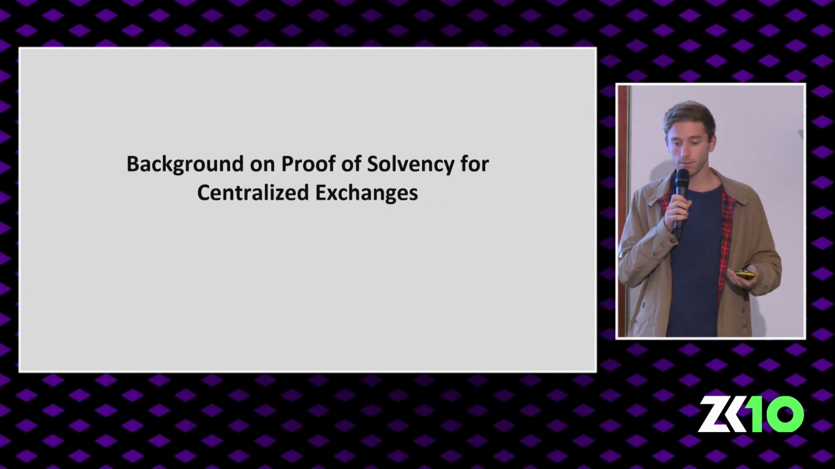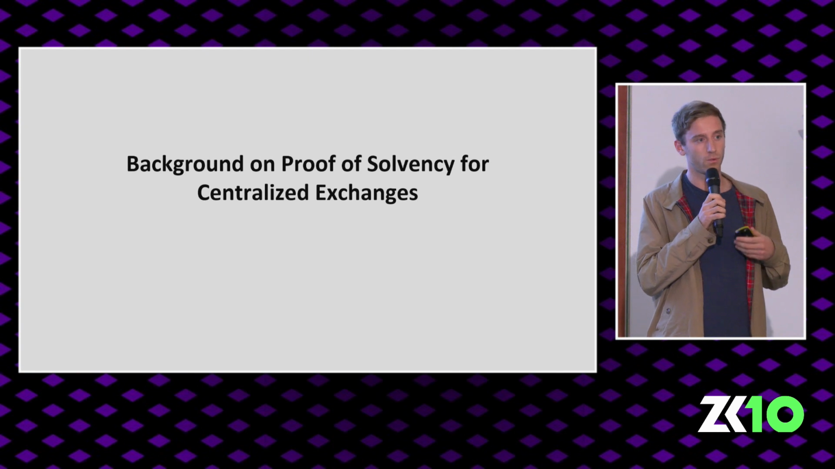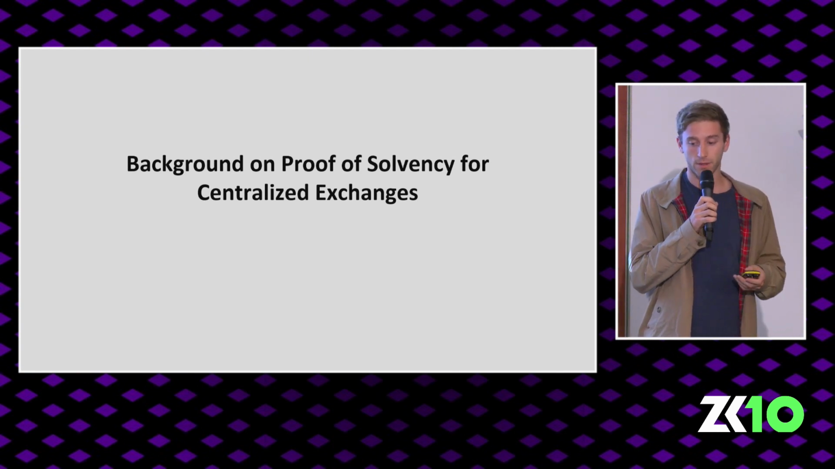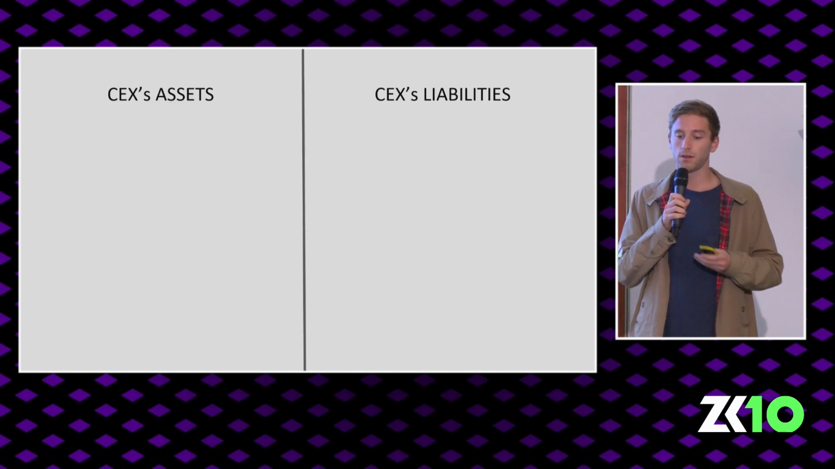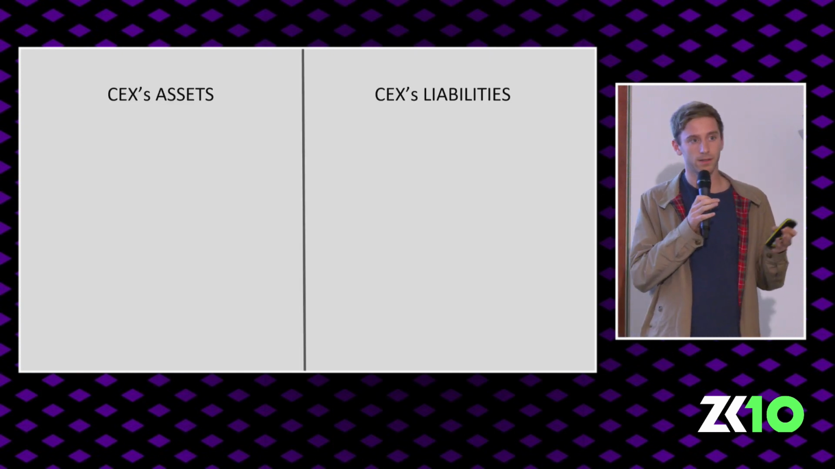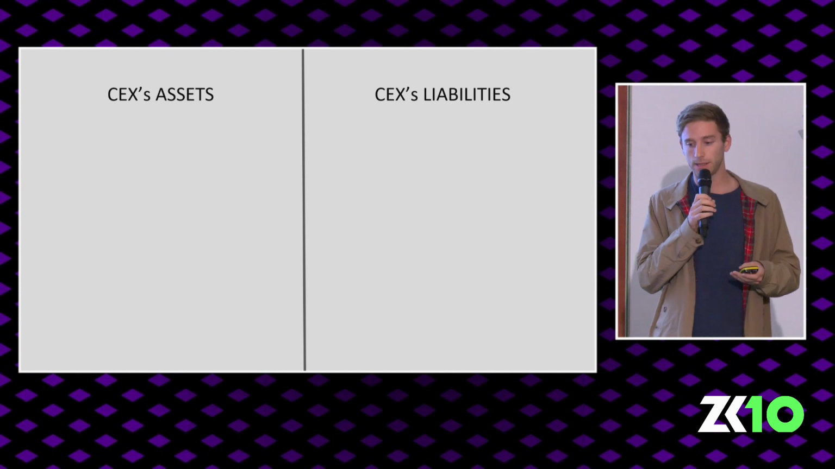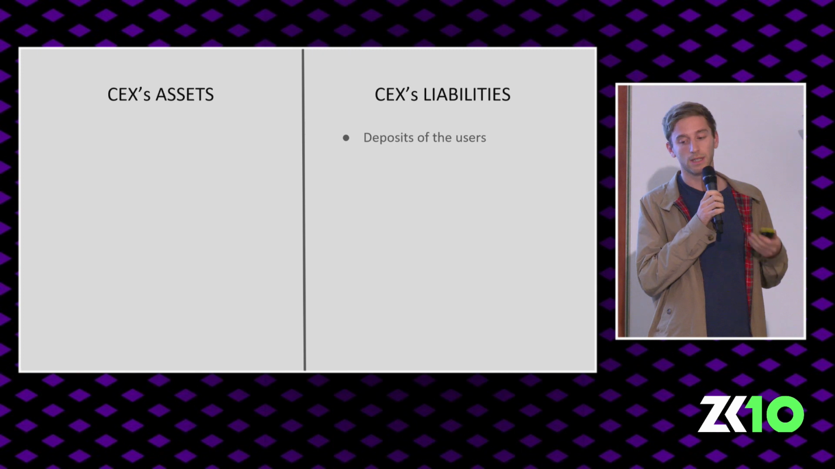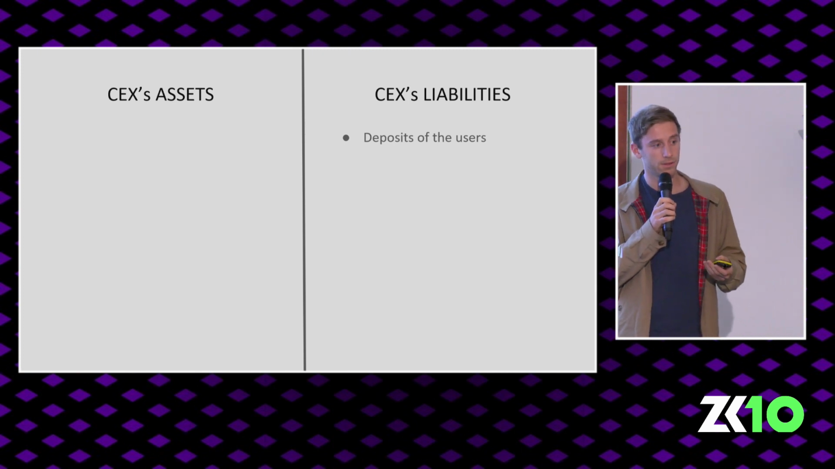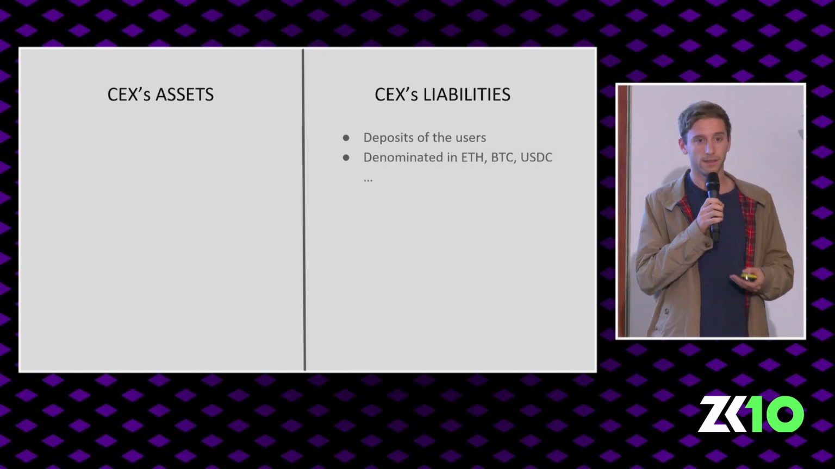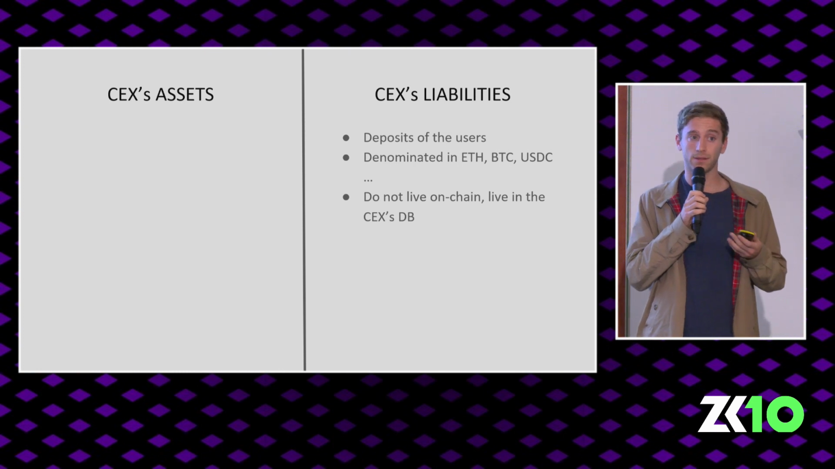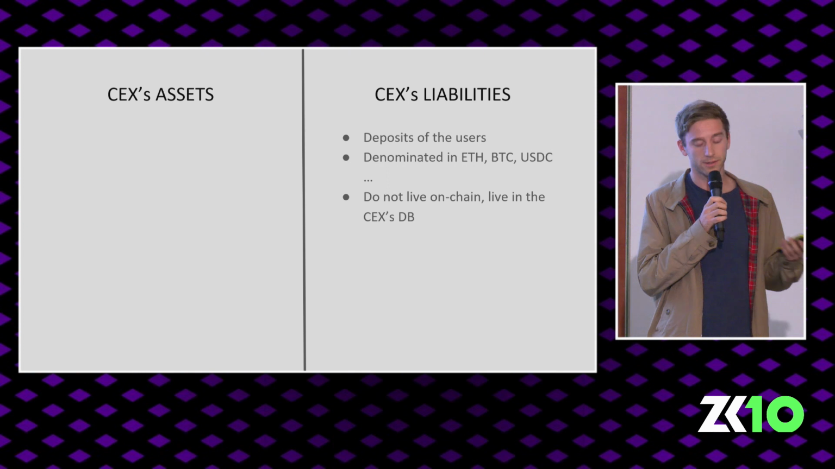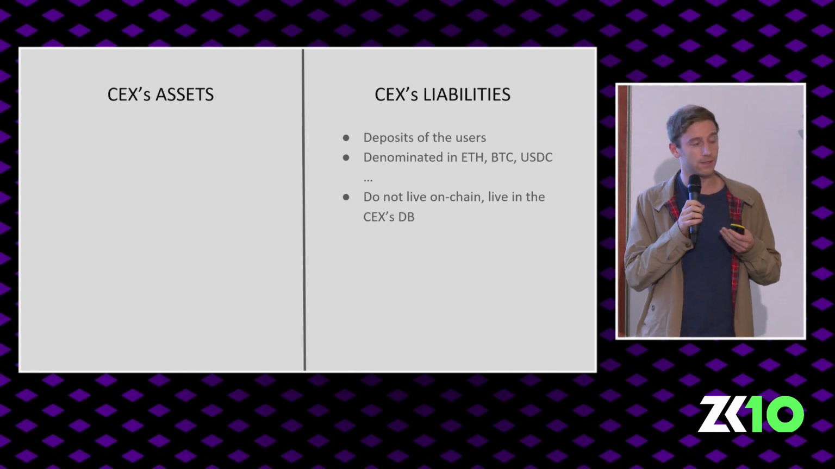Before that, I want to give you some overview of what proof of solvency is. We are operating in the context of centralized exchanges, where the two main pillars are assets and liabilities. From the point of view of centralized exchanges, the liabilities are the deposits of the users. These are denominated in different currencies, and the main thing here is that these deposits do not live on chain. They just live in the database of the exchange.